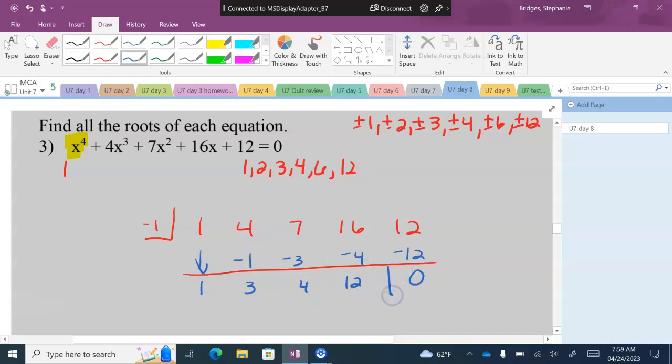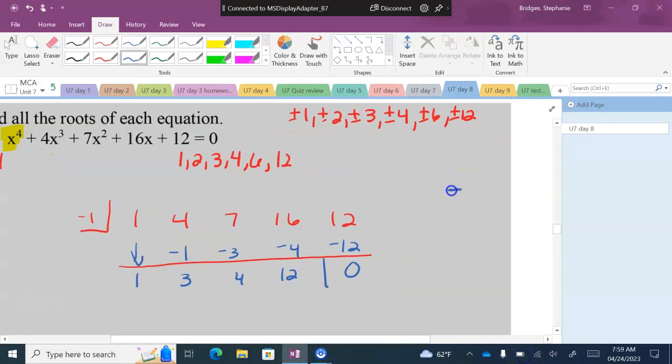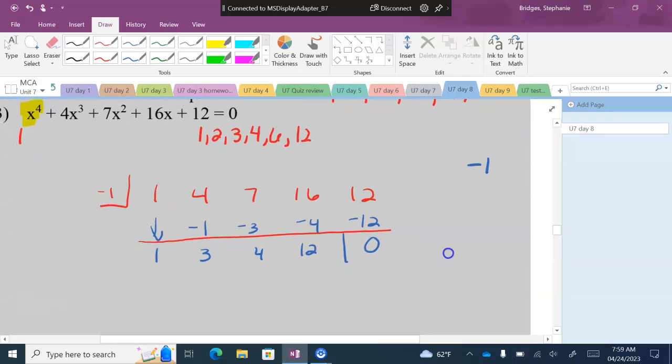And it does, doesn't it? Did I do that too fast? Sorry. So I divided it with -1. My remainder is 0. So -1 is going to be a solution. So I'm going to put that out here to the side, so don't forget about it.